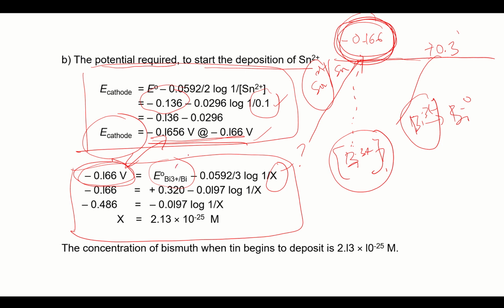So you know all this. This is given, or you have calculated at what potential here. Then this is the standard for bismuth. This has 3 electrons involved. So the missing is X, the concentration of bismuth 3+ at negative 0.166 volt. That's all. Thank you.